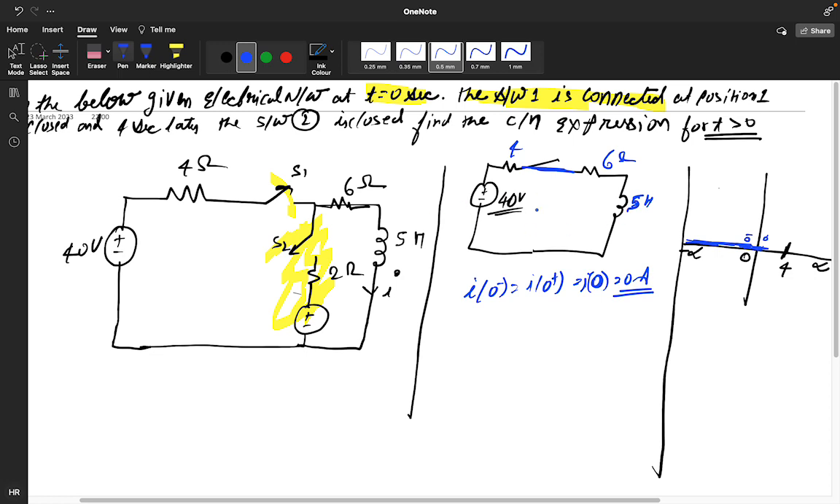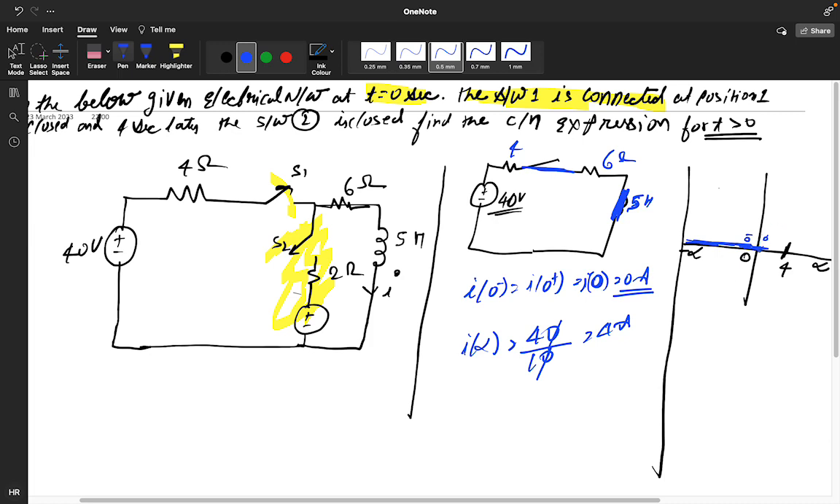So I am assuming the circuit like this. At infinite amount of time, what will happen? This will get shorted. And if this will get shorted, what current will I get? I of infinite, what will I get? 40 divided by 10. I will get 4 ampere.